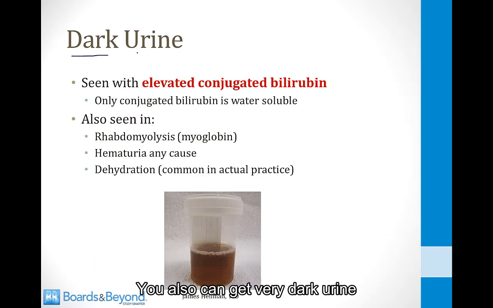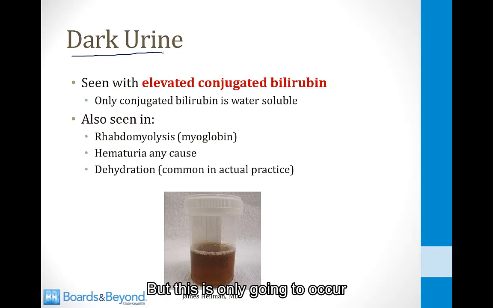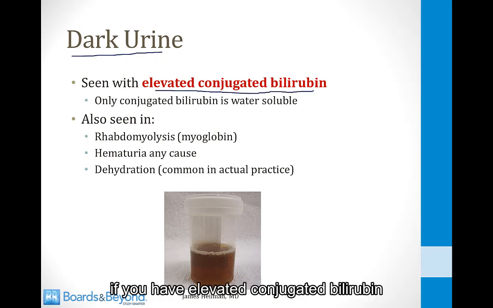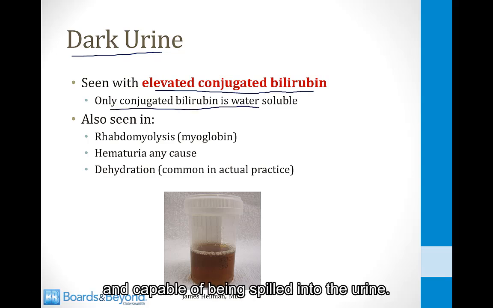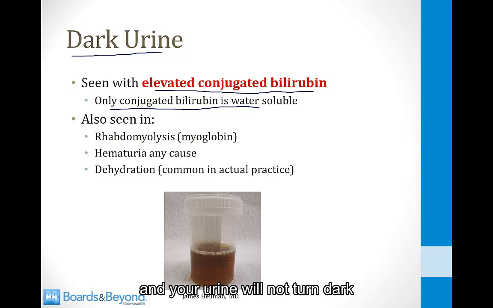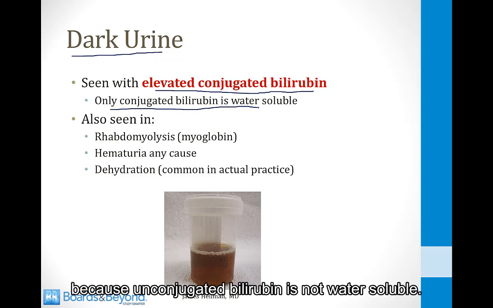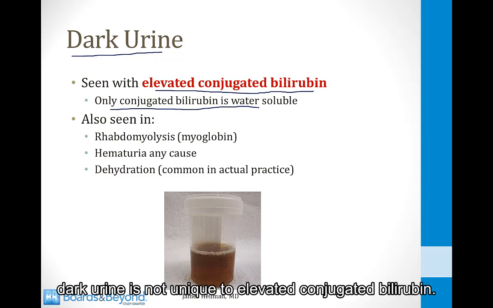You also can get very dark urine if you have high levels of bilirubin in the serum, but this is only going to occur if you have elevated conjugated bilirubin, because only conjugated bilirubin is water soluble and capable of being spilled into the urine. You can have very high levels of unconjugated bilirubin and your urine will not turn dark because unconjugated bilirubin is not water soluble.